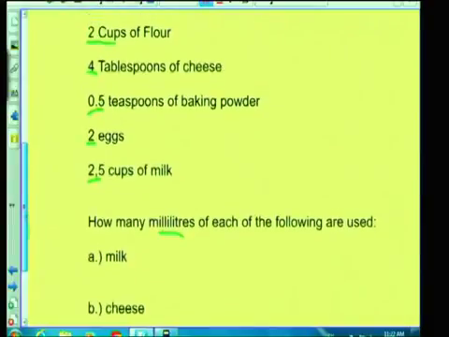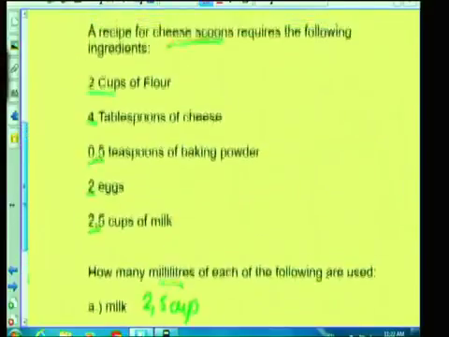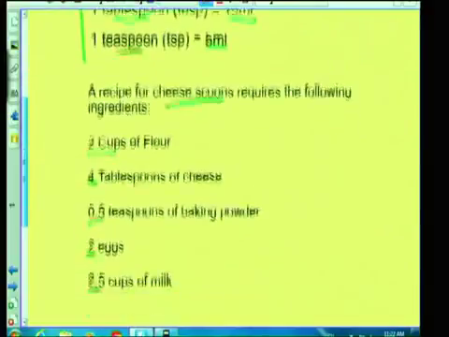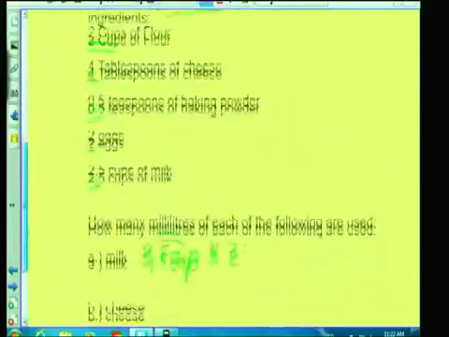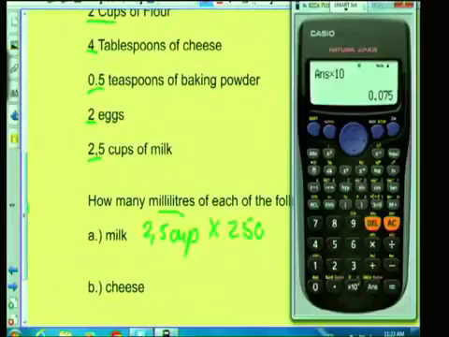So let's get to our table. We've got milk first of all. So we know it's 2.5 cups of milk. And we've been told that 1 cup is 250 milliliters. So it's 2.5 times, what was it? 250. So 2.5 times 250. Let's get the calculator to give us an assistance there. 2,5 times 250. And you get 625.